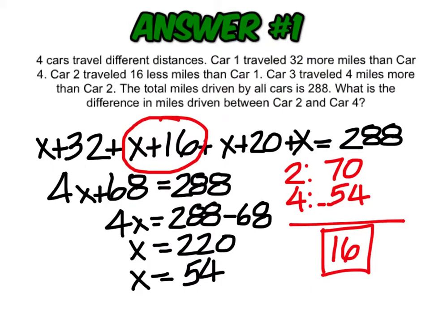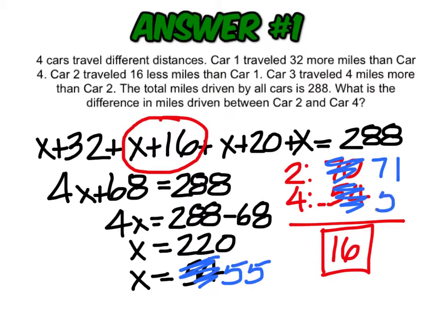On the first one, I've worked it out and wrote down the wrong number. It should be 55 for X, which would make person number 2 71, and it would make person number 4 55. But the difference is still 16. So 16 is the difference between car 2 and car 4.